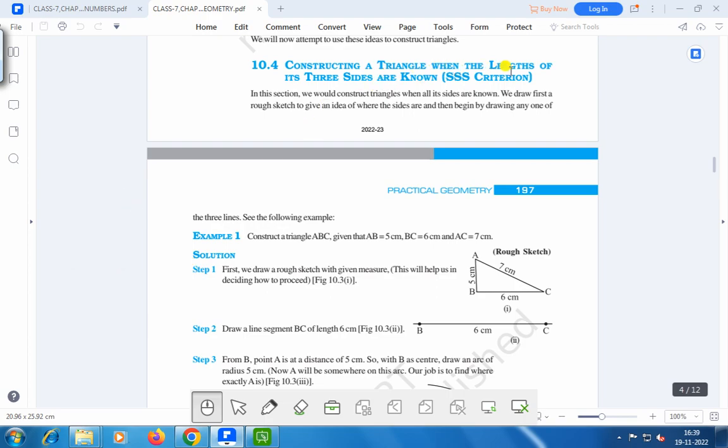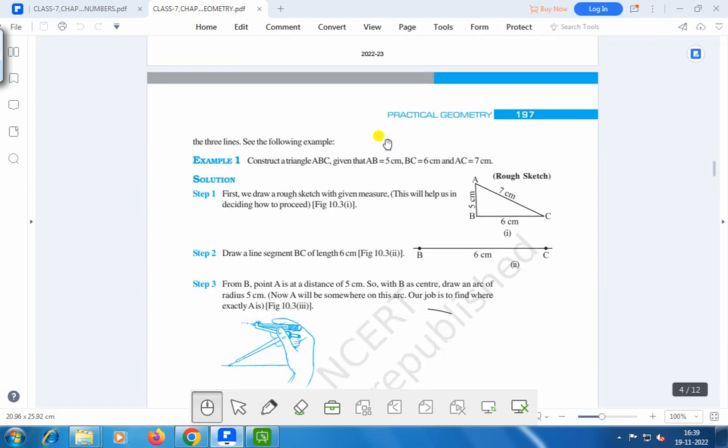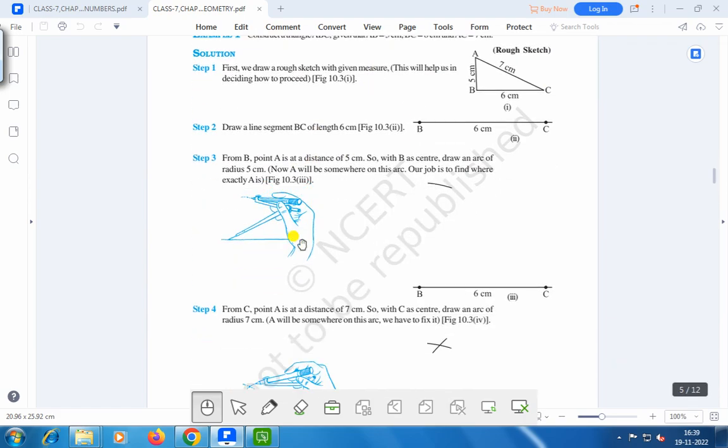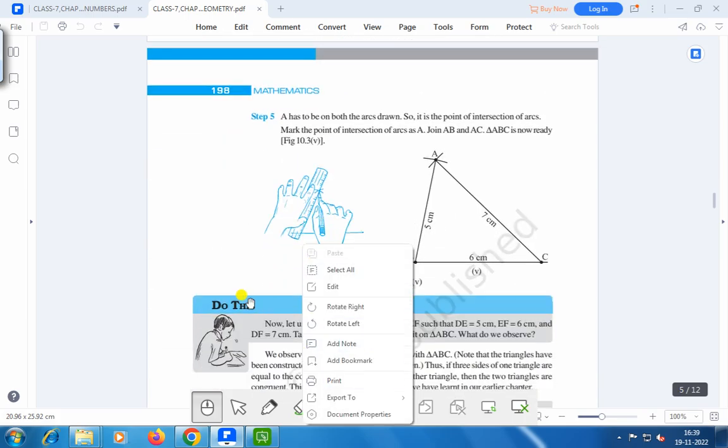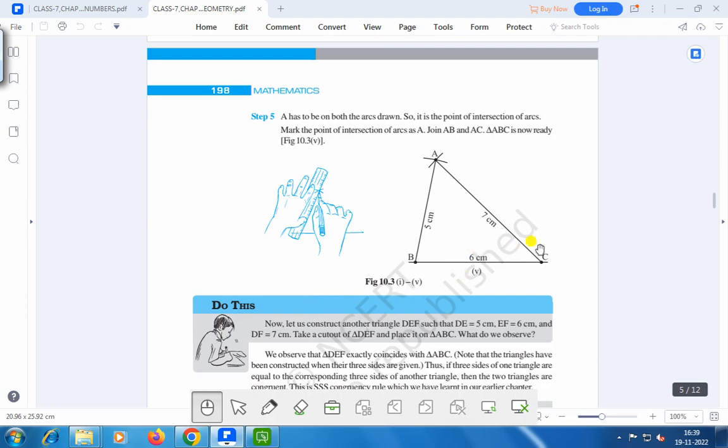Constructing a triangle when the lengths of its 3 sides are known, that is SSS criterion. How to construct this triangle? First of all, draw a line of 6 centimeter. And with the pointer at point B, make an arc here, and with the pointer at point C, make an arc here. Make an arc of 5 centimeter and here make an arc of 7 centimeter, the length of this side.